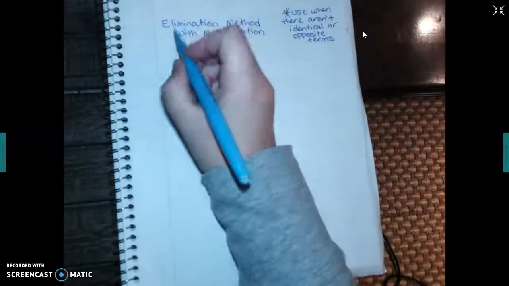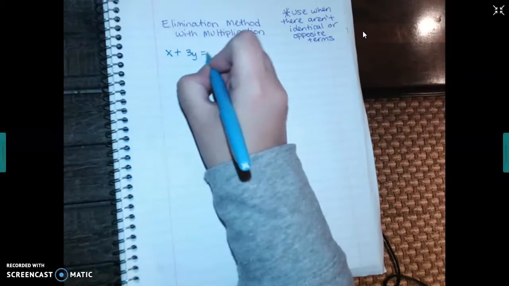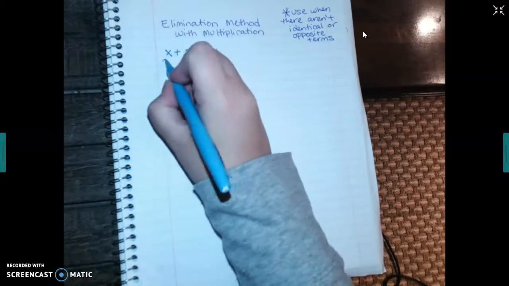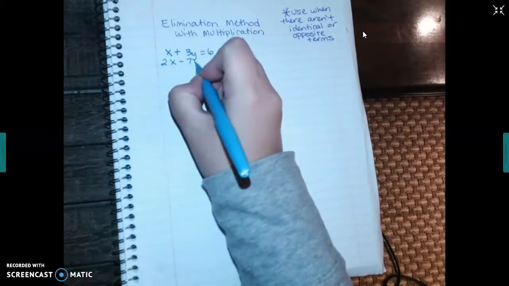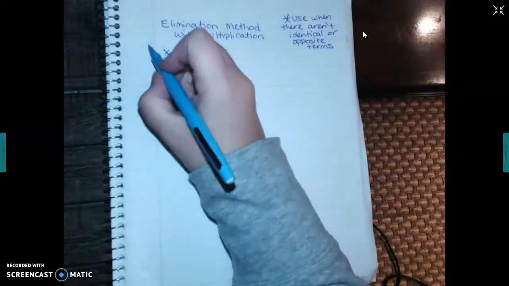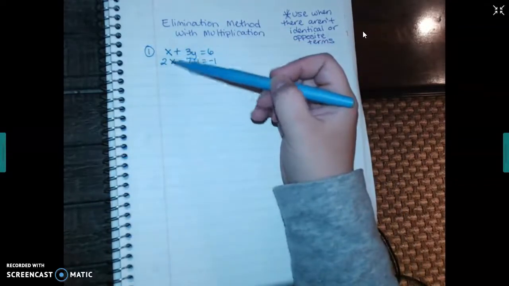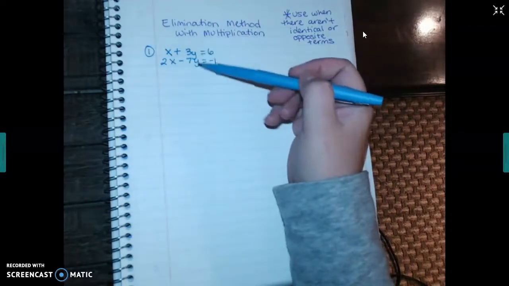So let's take a look at an example. x plus 3y equals 6, and 2x minus 7y equals negative 1. You can see from this first example that we do not have opposite or identical x's. We do not have opposite or identical y's. So this is where we're going to use multiplication to create either identical or opposite terms.